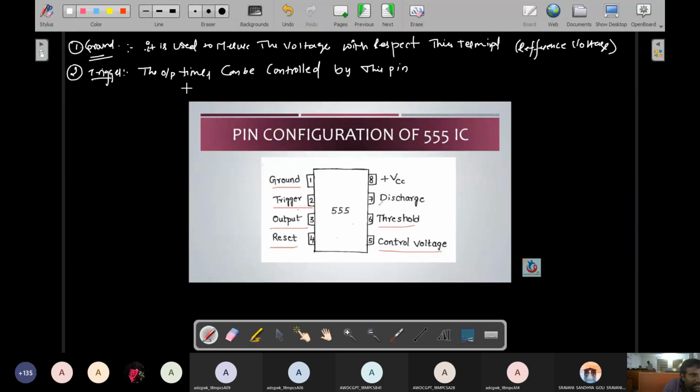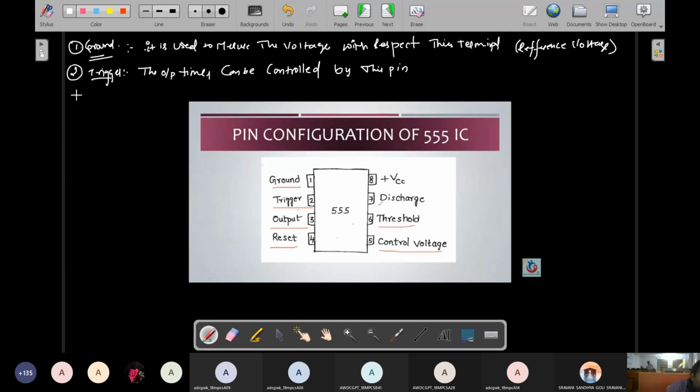And the trigger means the output timer can be controlled by this pin. How the output timer will be controlled by this pin using a trigger, I'll explain in the block diagram. What is the trigger pin and what the trigger pin says. You can't understand right now, I am explaining the trigger pin. In the block diagram of the 555 IC I'll explain what the trigger performance is.